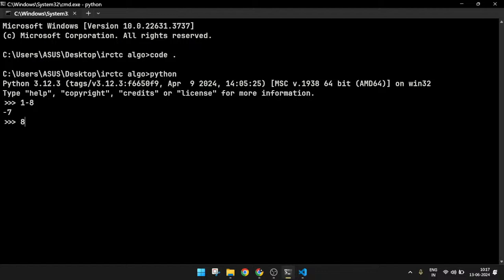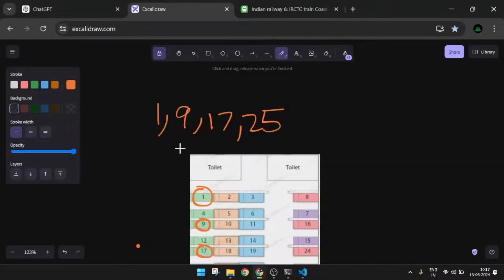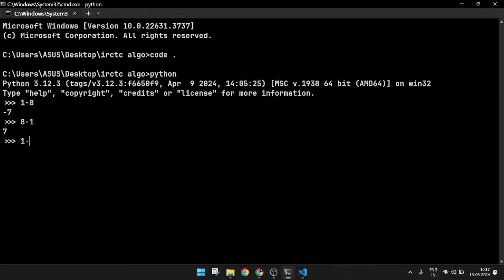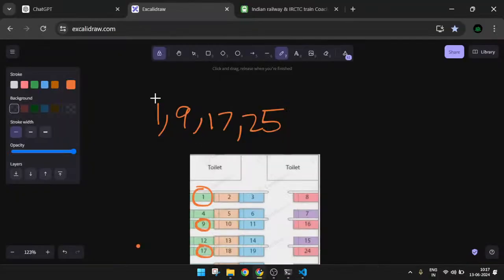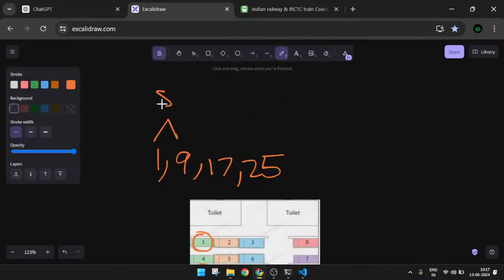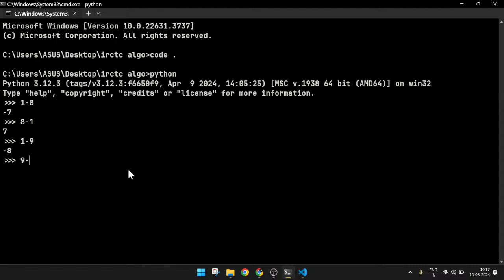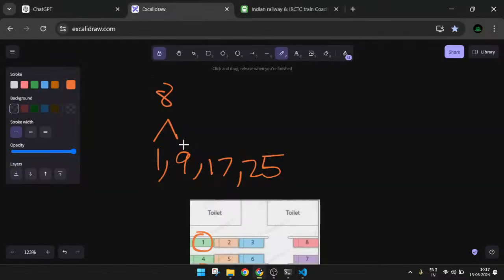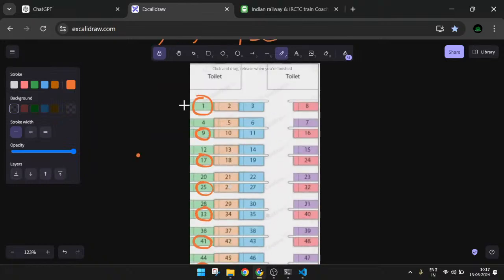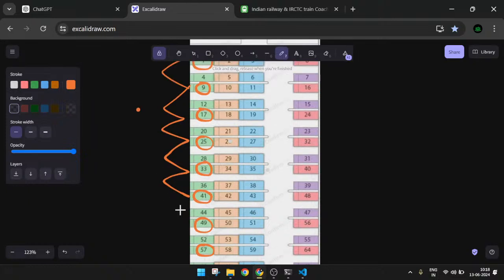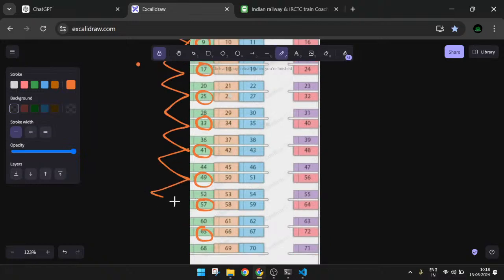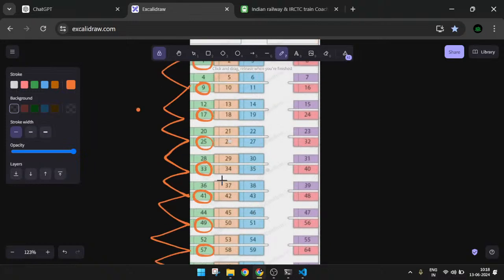No? Difference of 7, I guess. Oh, not 1 minus 9. It's a difference of 8. This also has a difference of 8. Okay. So we have a difference of 8. Okay, I'm just learning. I'm not here to show you. I'm trying to create this algorithm by myself.